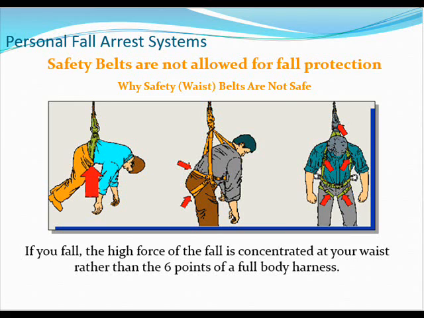Personal fall arrest systems. Safety belts are not allowed for fall protection. If you fall, the high force of the fall is concentrated at your waist rather than spread across the 6 points of a full body harness.